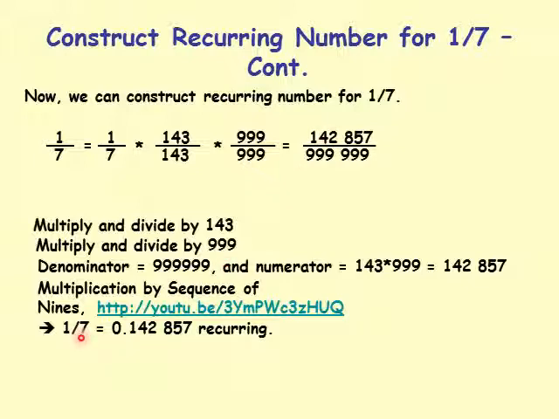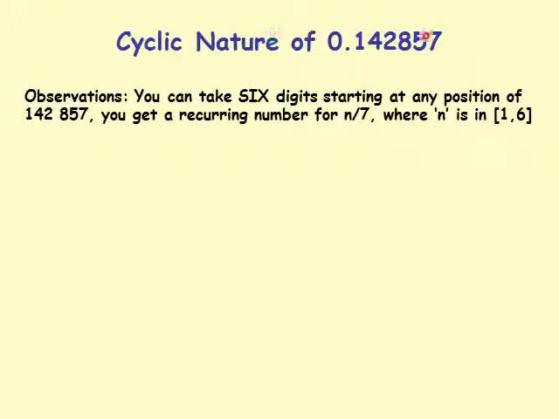But this is 1 less than the base number, so in that case this becomes a recurring fraction. 1 over 7 is 0.142857 recurring. Okay, let's continue. Now let's look at some properties of 1 over 7. The first thing we're going to take a look at is the cyclic property.